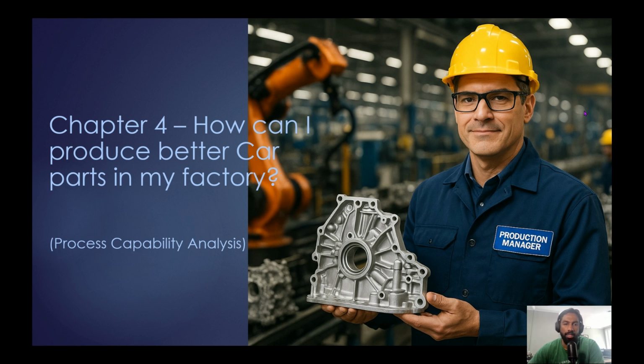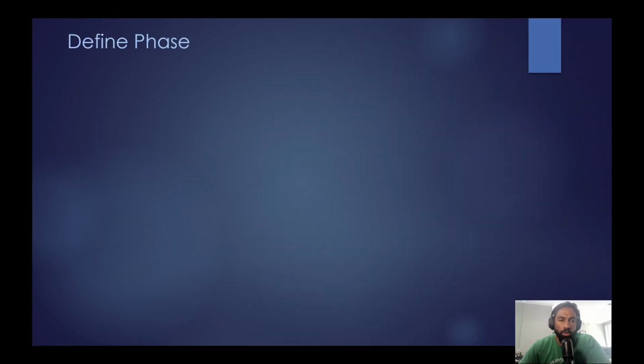In today's chapter, we'll be looking at process capability analysis. Process capability analysis basically tells us how well a process can produce outputs that meet customer specifications. So we will be using the DMAIC process in this case study as well. So we start with the define phase.